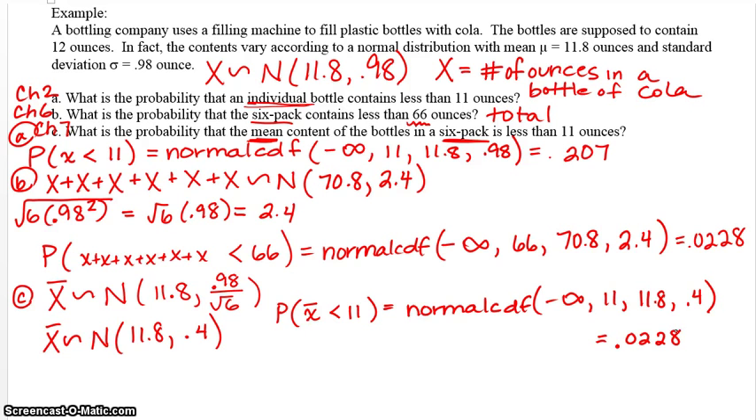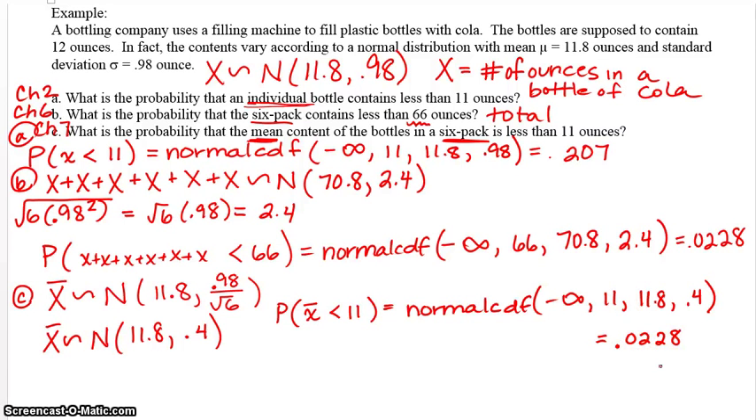So the big distinction is between Part A and C. In Part A, we were looking at an individual bottle being less than 11 ounces, and that is 20%. But the probability that an average of 6 bottles is less than 11 ounces is going to be much smaller, because some are going to be more, some are going to be less, so it's going to average out a little bit closer to 11. So the probability that we're less than 11 is now only 2%.